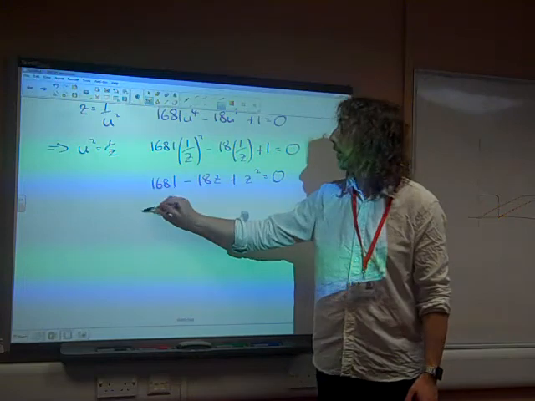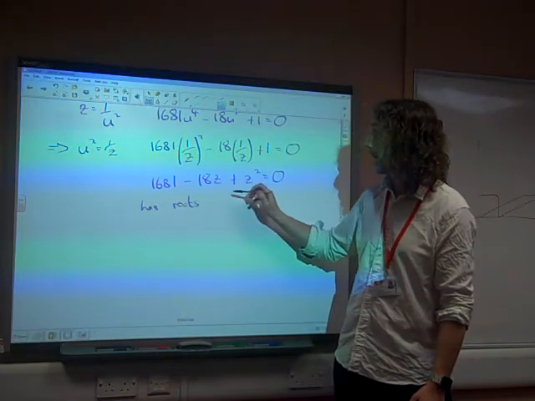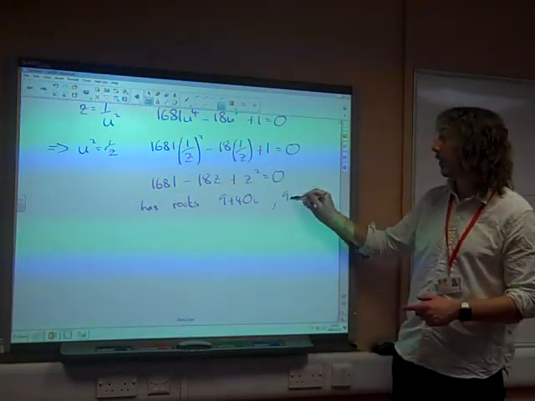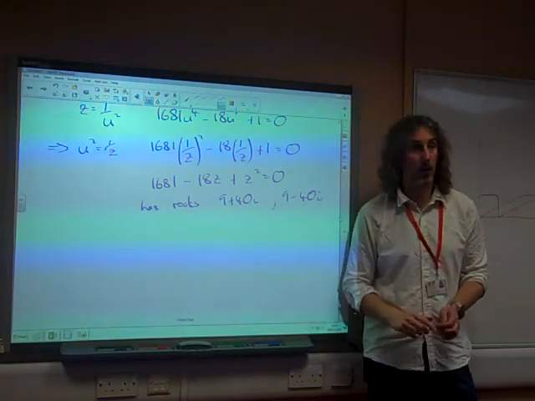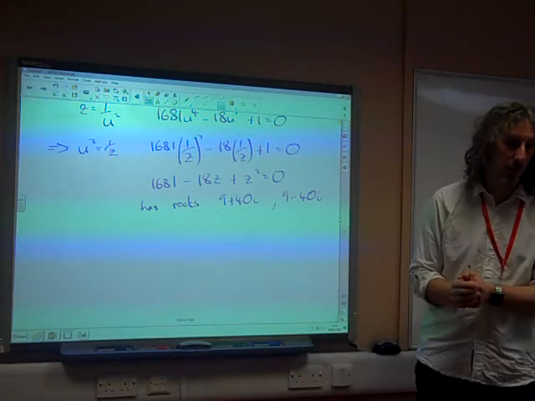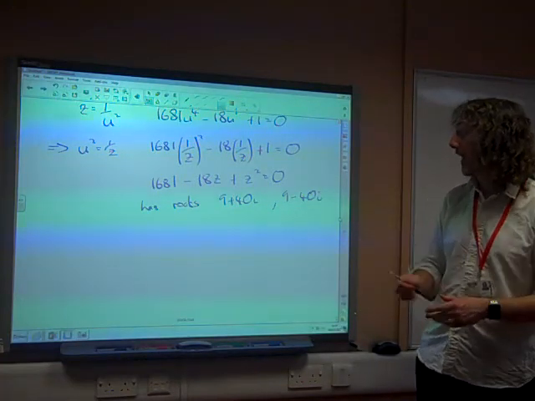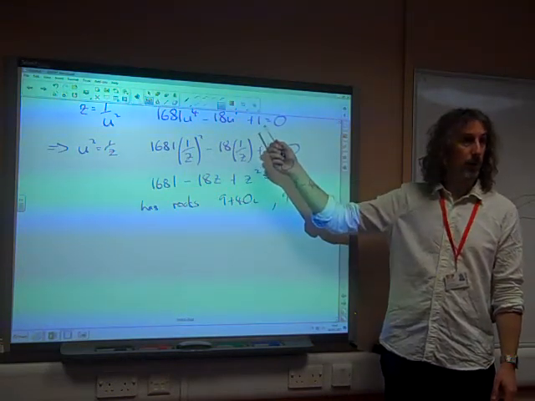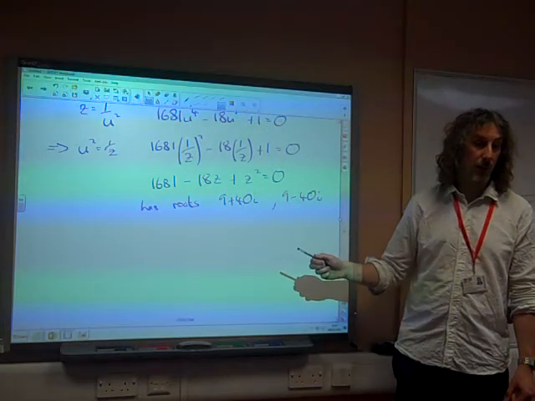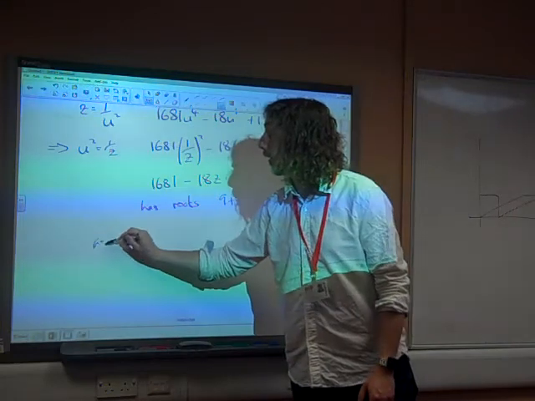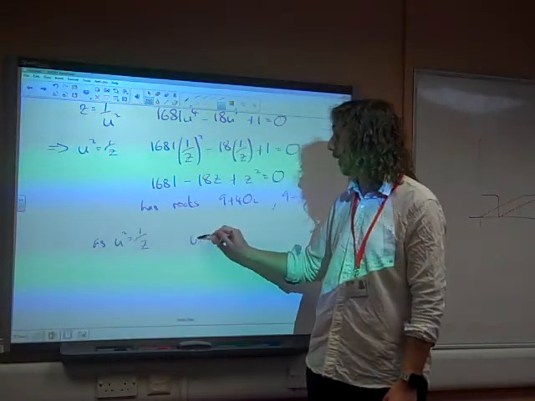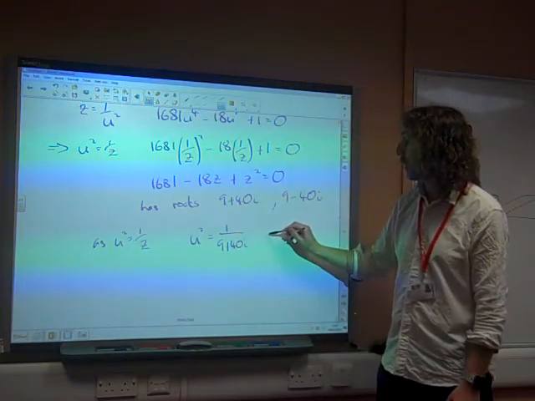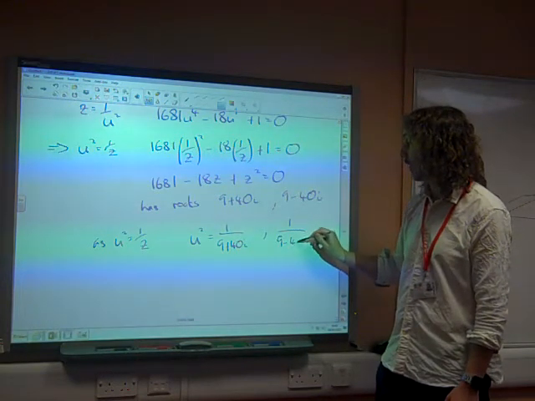So the roots of that are 9 plus 40i, and because that's one of the roots, the other root must be 9 minus 40i. It must be the complex conjugate of it, because that's how roots work. They go in conjugate pairs. So they are the values of z. We're supposed to be finding the values of u. And what we now know is that u squared is 1 over z. That means that u squared is 1 over 9 plus 40i and 1 over 9 minus 40i.